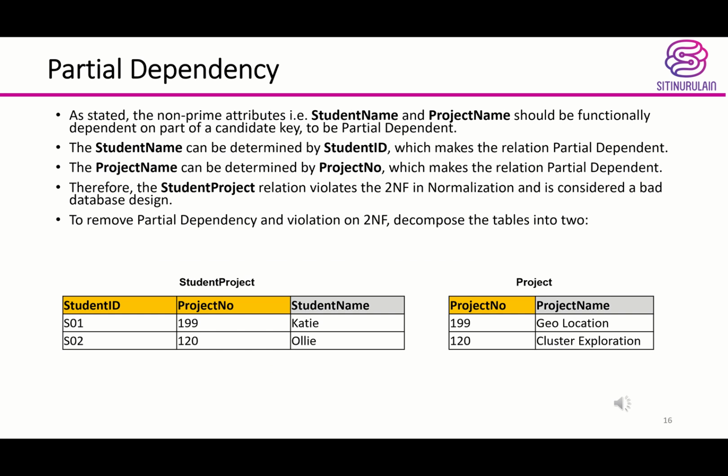As stated, the non-prime attributes, i.e. student name and project name, should be functionally dependent on part of a candidate key to be partially dependent. The student name can be determined by student ID, which makes the relation partially dependent. The project name can be determined by project no, which makes the relation partially dependent. Therefore, the student-project relation violates the 2NF in normalization and is considered a bad database design. To remove partial dependency and the violation of 2NF, decompose the table into 2: student project and project.